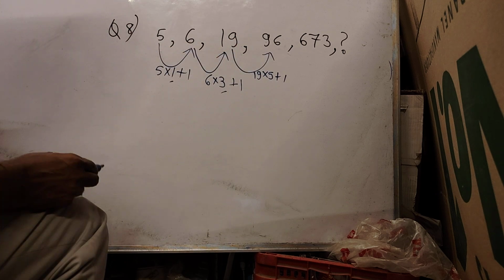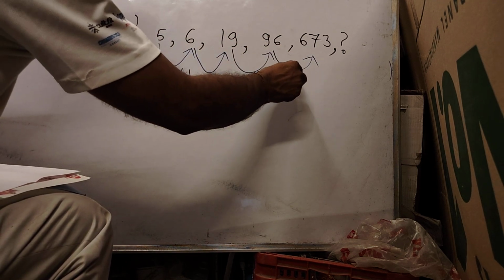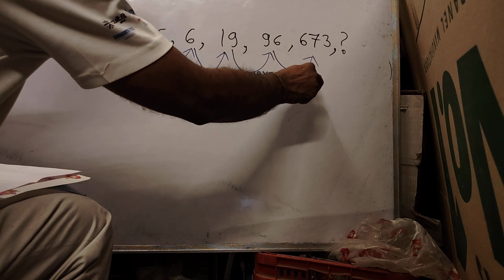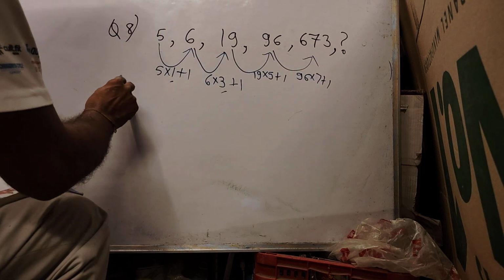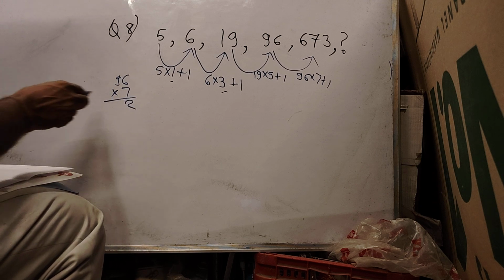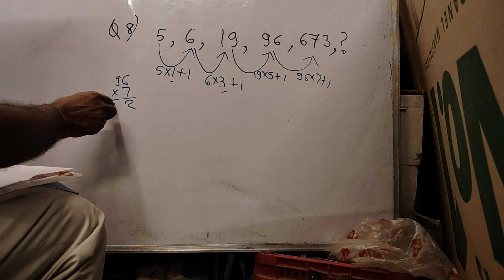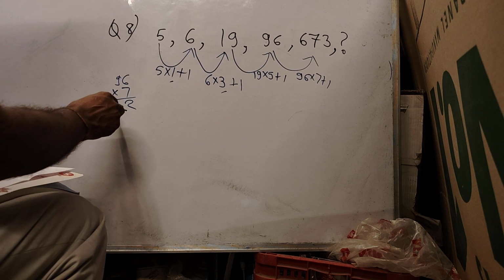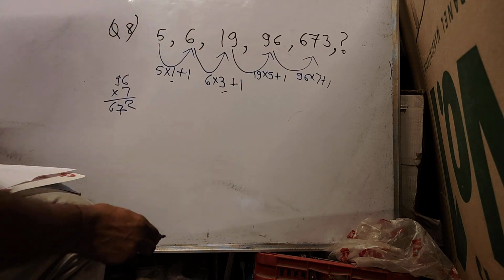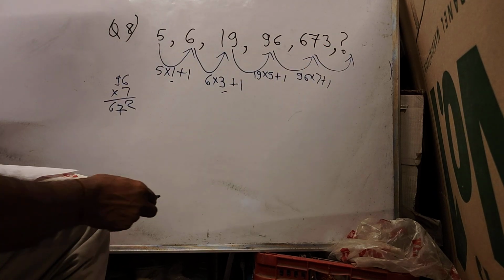So 96 is there. Next is 96 times 7 plus 1. So 96 times 7 we find out. 6 times 7 is 42, 4 carry. So 7 times 9 is 63 plus 4, 67. 672 plus 1 is 673. So next time it will multiply by 9.